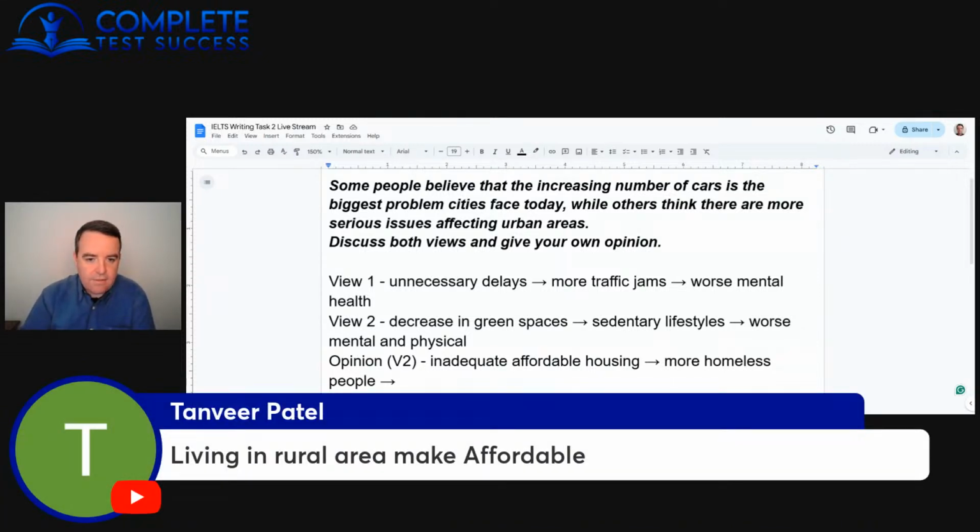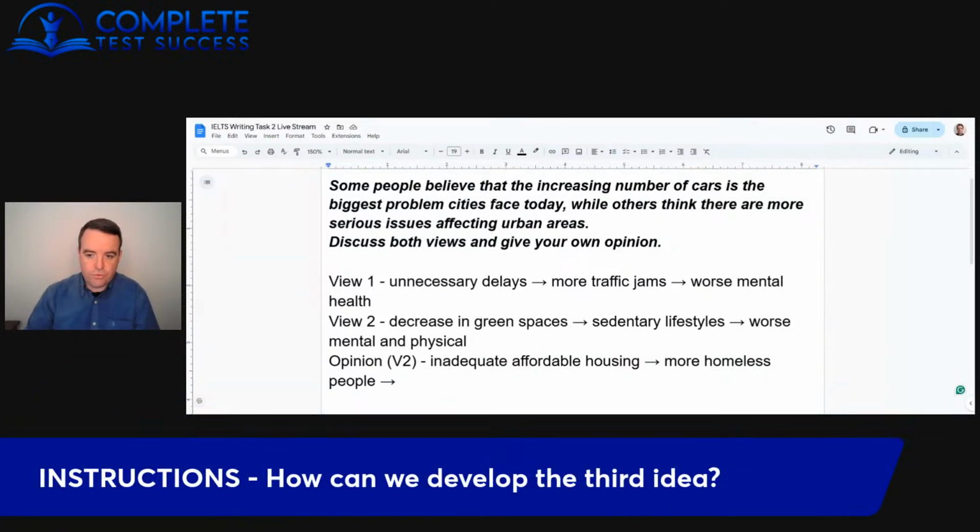Tanvir, living in rural area would make it more affordable. Yes, that is true, but that's not relevant because we haven't been asked for solutions. We just need to say why it is the biggest problem or why it's not the biggest problem, not how we would solve the problem. Although what you're saying is true, it's just not a suitable piece of information to put into the essay. So that's what we mean by irrelevant, in that, yes, you're talking about the topic, but you're not answering the question that they asked you to talk about. And very often when we see irrelevant ideas, that's why they're irrelevant. There's a difference between talking about the topic and answering the question.